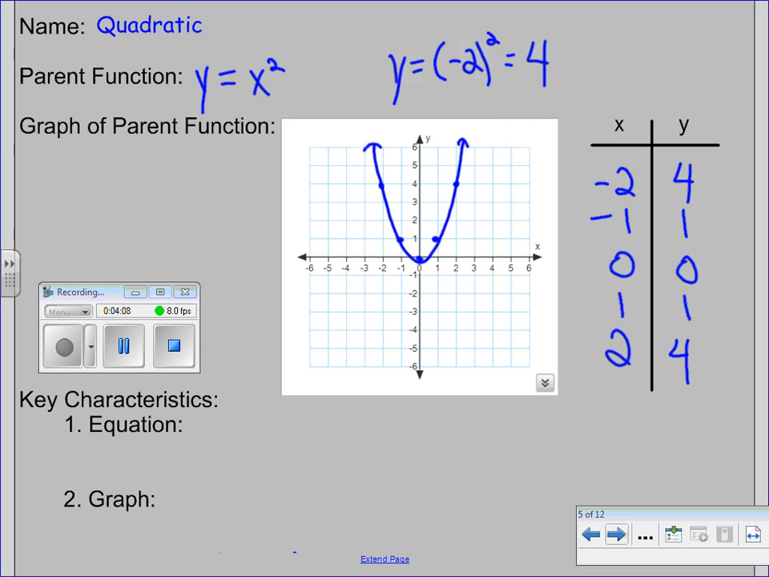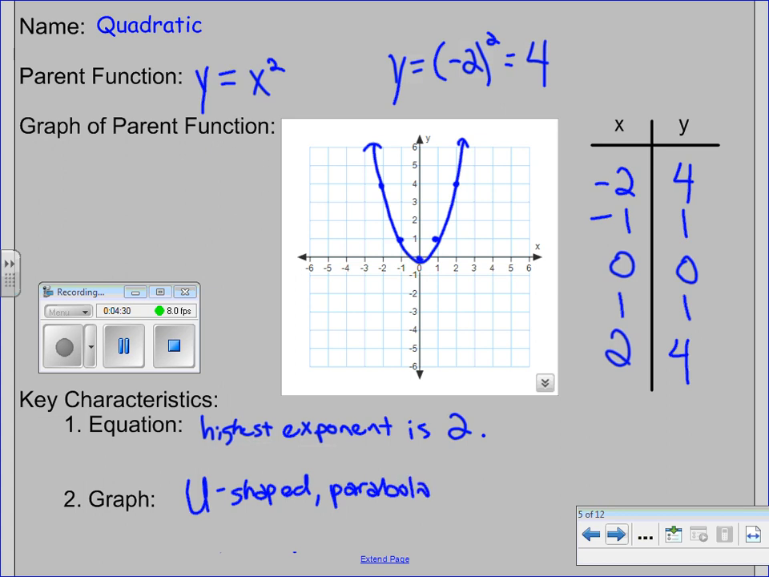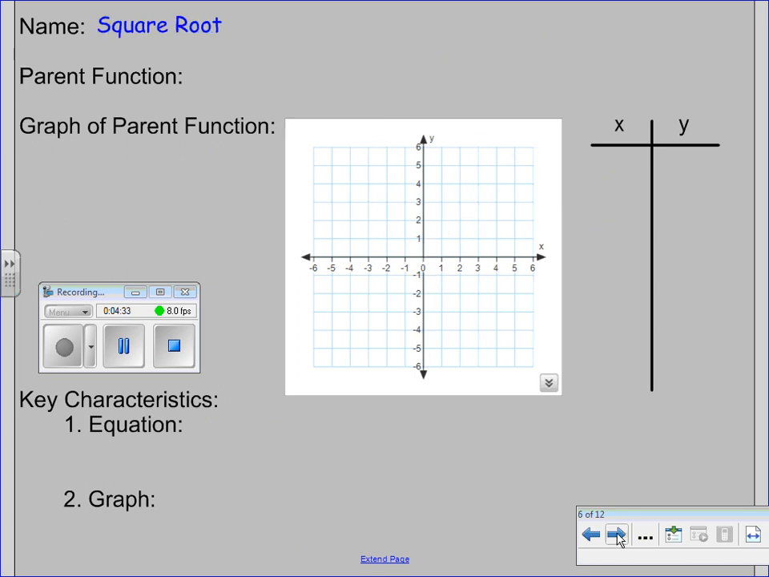So how are we going to recognize our equation? The highest exponent should be 2. If you have anything higher, it's no longer quadratic. How do we recognize the graph? It's U-shaped, and you should know that this U-shaped graph is called a parabola. Our next parent function is our square root function.